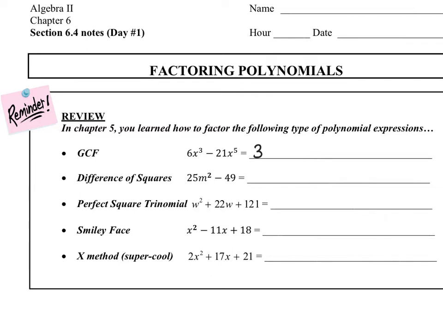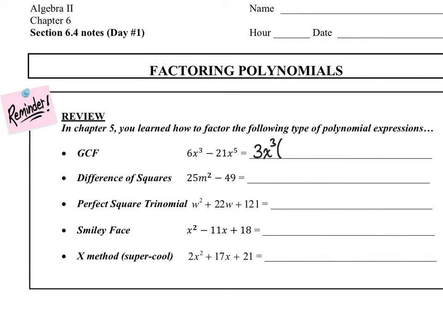And what's the smallest exponent, x to the third or x to the fifth? It's going to be x to the third. So we pull out the largest number that goes into all the numbers and the smallest exponent that they have in common. All right, and now we're going to divide all the terms by our GCF, which goes in front of the parentheses, the 3x cubed.